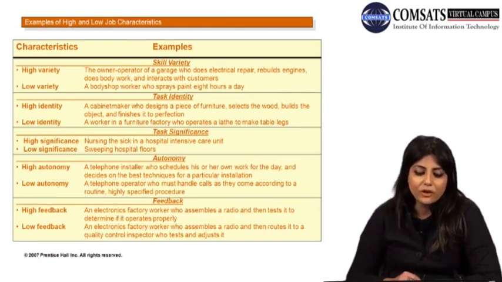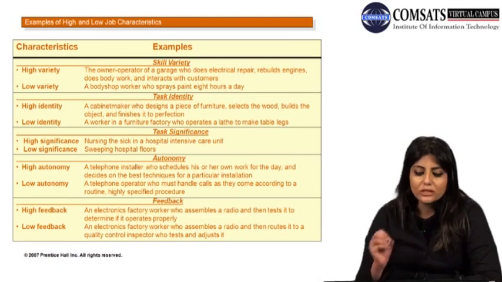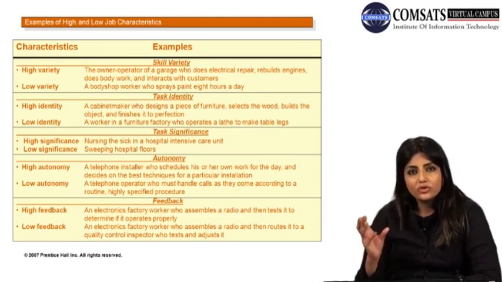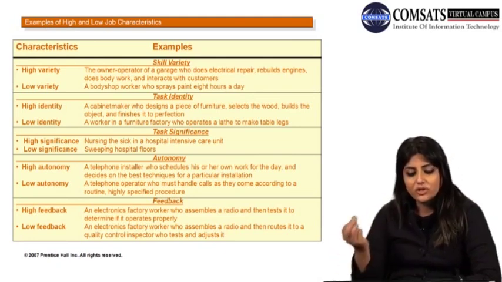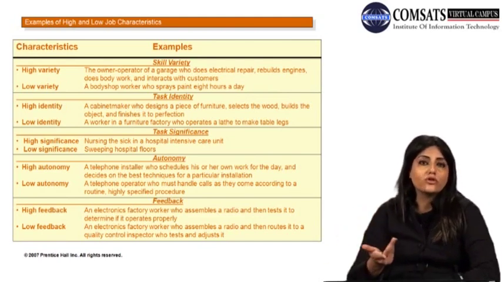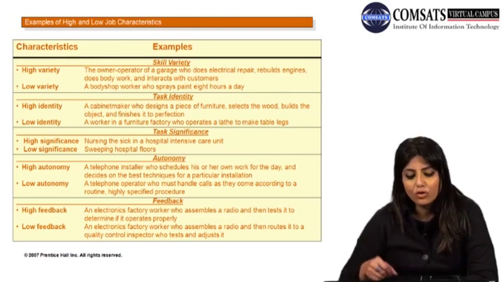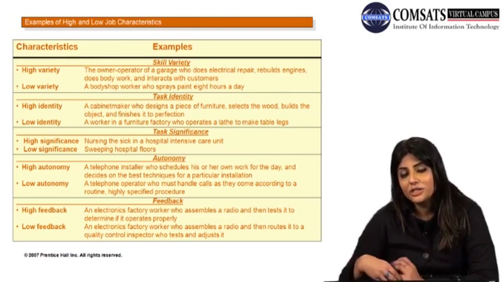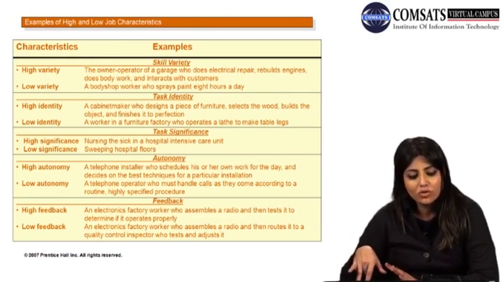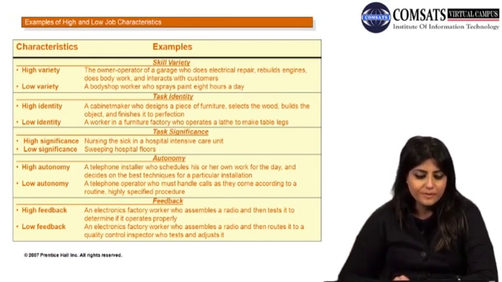Then high autonomy is where you have more power and more responsibility in your job, and you can make your decisions. You have certain discretion in the job. Low autonomy is such as the job of a telephone operator who only has to handle phone calls, and he has a highly specified procedure for how he has to handle those calls. That is a low autonomous job.